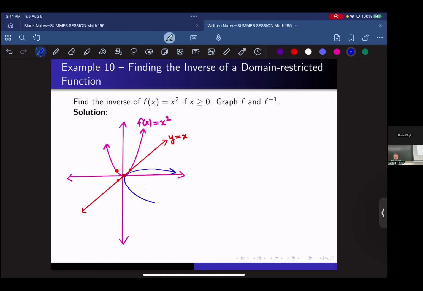Seems about right. Sometimes I'm like the worst drawer in the world.